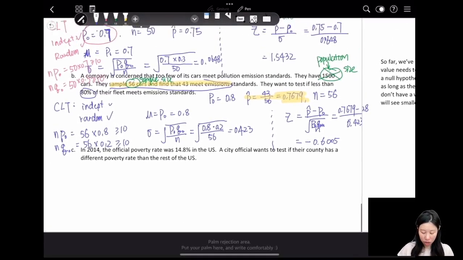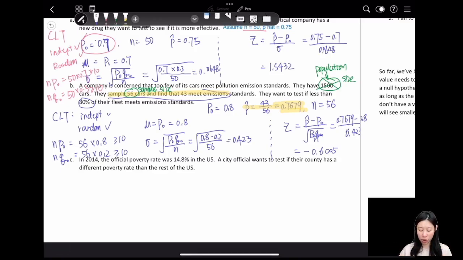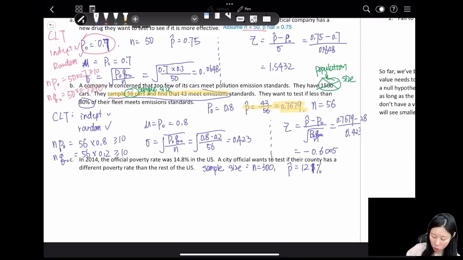Okay, C. The official poverty rate is 14.8% in the US. A city official wants to test if the county has a different poverty rate than the US. Okay, so we're missing some information. I'm going to make some up. Let's say we test 300 households, and then we find out that 12.1% of them are in poverty. Now we list all the important information. We have p sub 0, our null hypothesis, equals 0.148, p hat equals 0.121, and sample size equals 300.